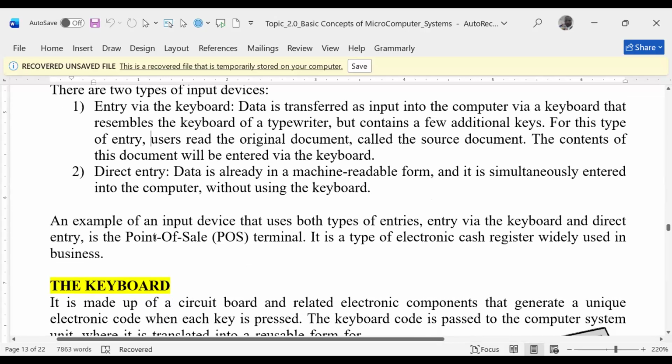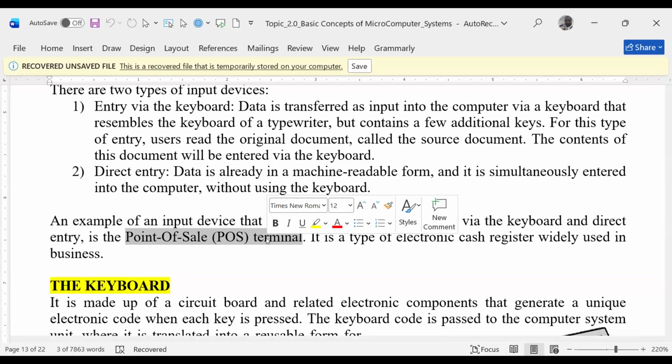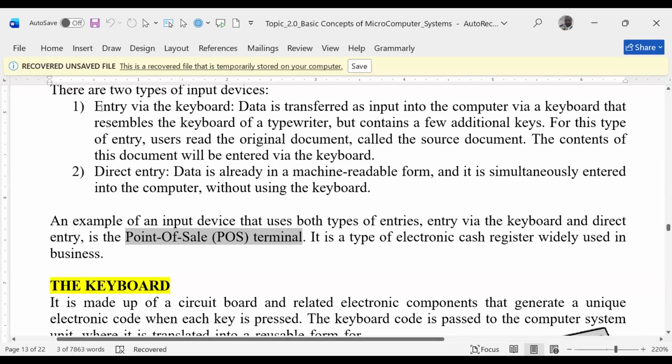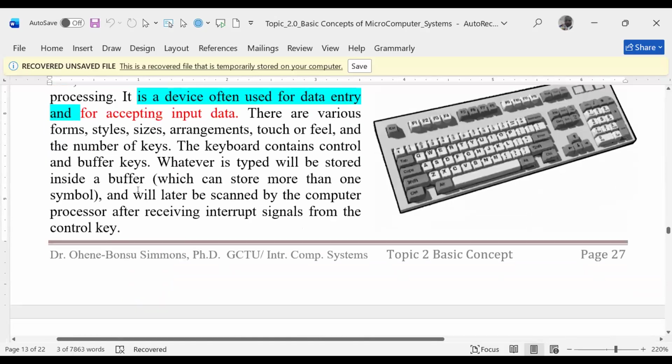An example of a system that uses both direct and indirect entry is point of sale. When you go to a supermarket and want to buy something, they will scan it to bring the item description and unit cost. Then somebody will type the quantity you want. That quantity entry is called indirect, and bringing the item details is called direct entry. So point of sale is an example of this combination.